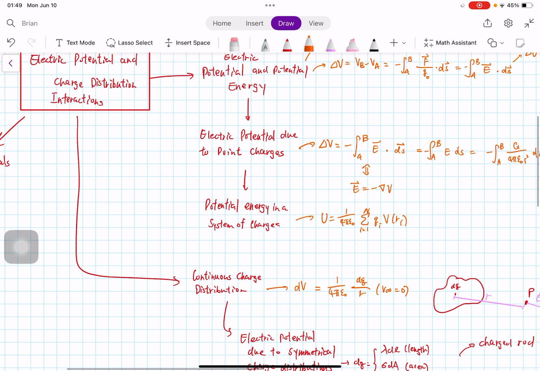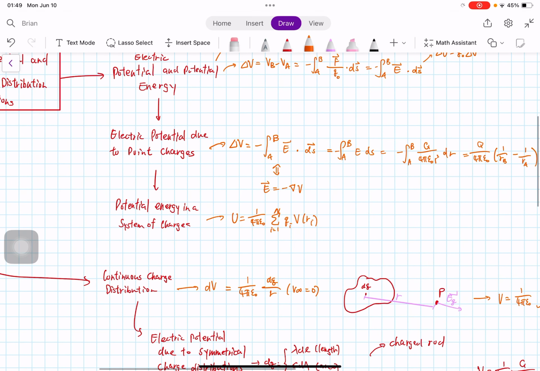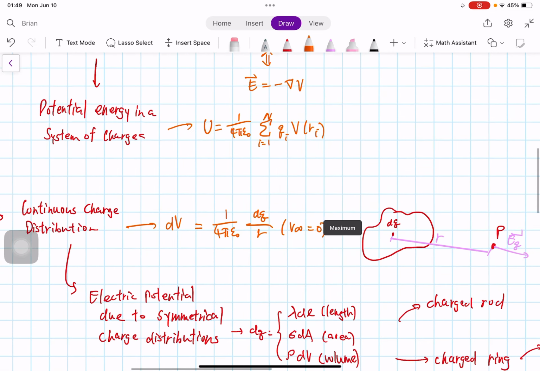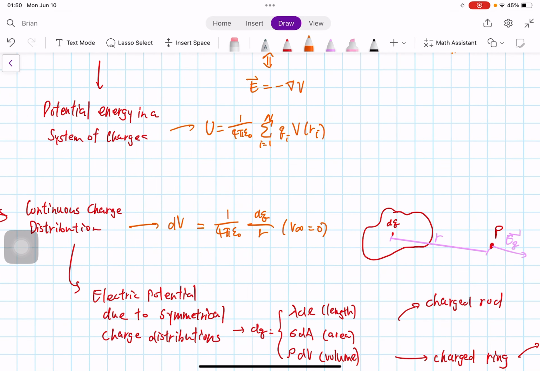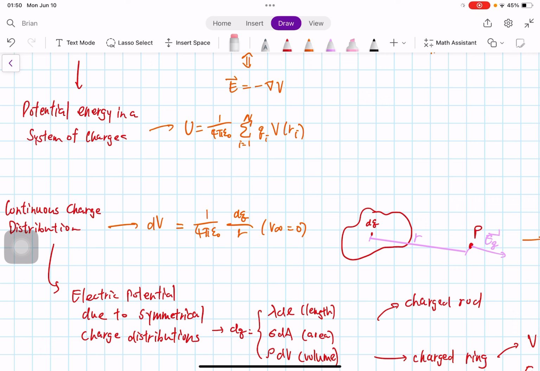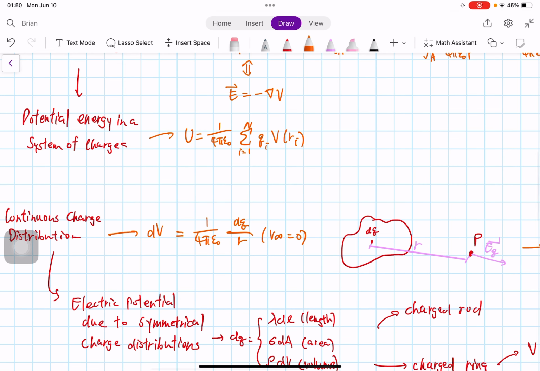Then we can talk about continuous charge distribution. I have a little drawing here. Let's say I have this thing as my charge. I say this thing is charged, and I'm trying to find the potential at point P. This is more complicated than what we've done before, because what we've explored before is about point charges, and this time we have a surface of charge, or a charged object. So we have to do some integration.